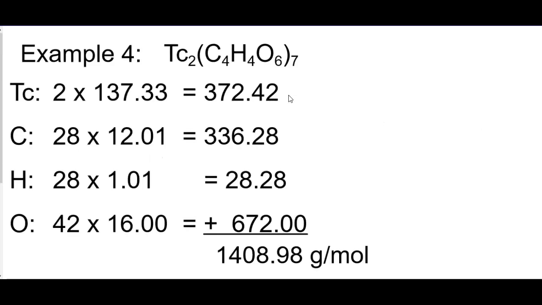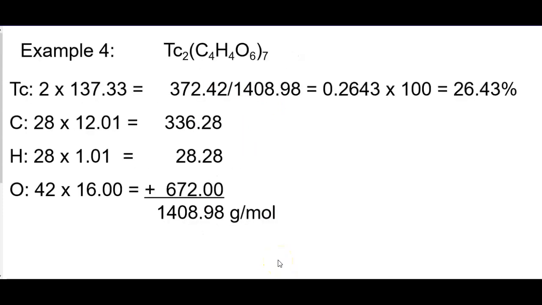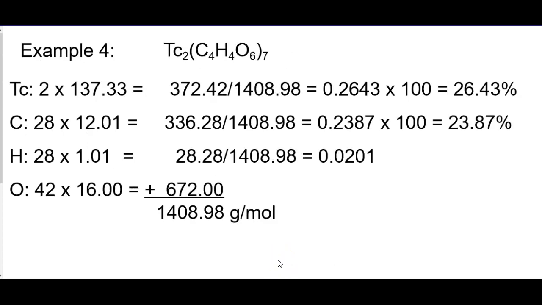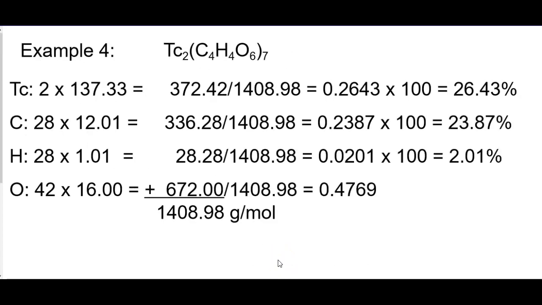Final example, just a little bit more complex chemical formula, not that that changes this. Again, I did part over whole, so here I have my four parts, my Tc, C, H, and O parts, and my whole is here, 1408.98. I'm going to do part over whole times 100 for each of the four parts.